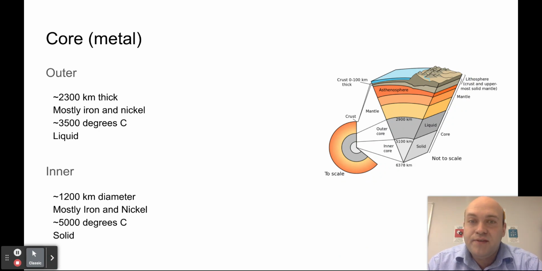One thing to note, this excess temperature is from friction and radioactive decay. There are a lot of radioactive elements decaying in the core, producing all this heat, and then friction of the molten material moving around.